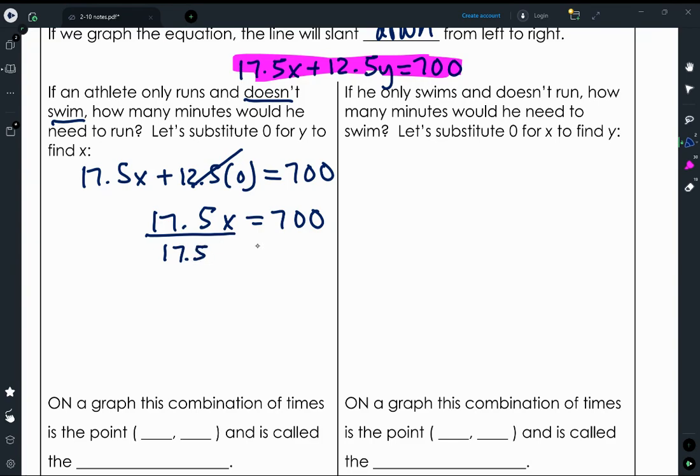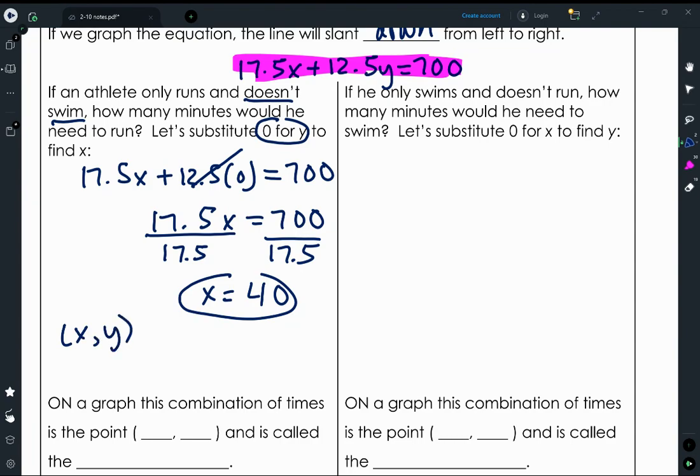So this is where you can't see, but I am grabbing a calculator. And if we do 700 divided by 17.5, we get 40. So if he's only running, he needs to run for 40 minutes, and then he doesn't have to do any swimming at all. So because the 40 was our X, and we had 0 for Y. Remember, ordered pairs are x comma y. This means on my graph, this combination of times is (40, 0). And we call it the x-intercept. And we'll look at why that is in just a second.